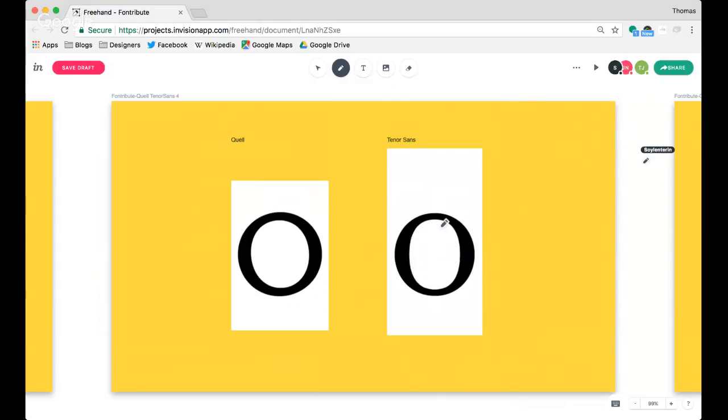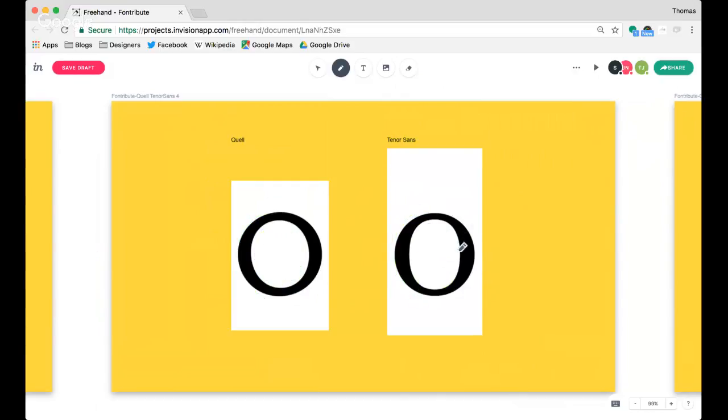Yeah, definitely that tilts the discussion, as well as how the curve profiles are handled differently. Again, there's a little more boxiness in the inner counter of Tenor Sans versus Quell's round approach and counter. And then the contrast of how the outside curves were handled between the two. So the effects are different because of that. I can see that pretty clearly.